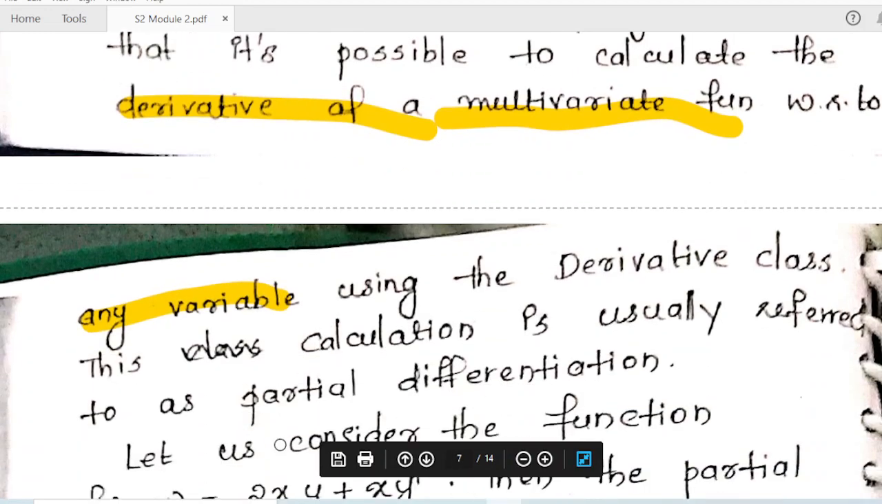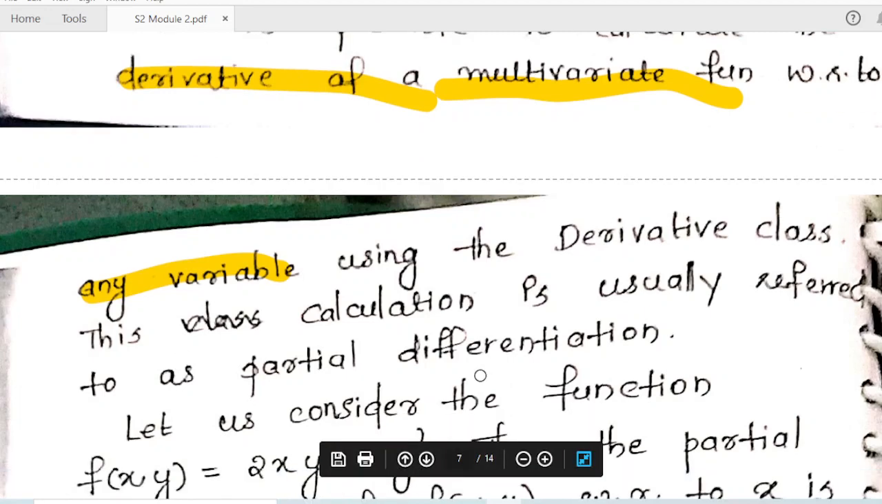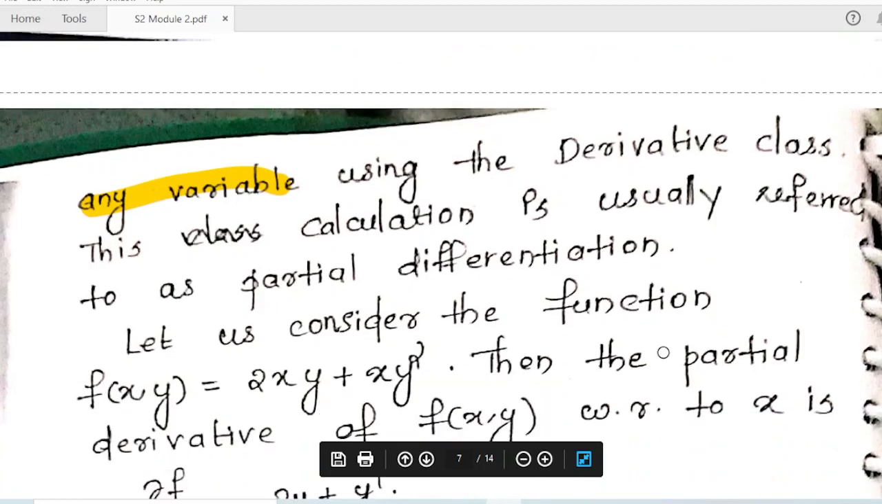Previously we have already discussed our derivative calculator and derivative operator, a derivative function. By using the derivative function, we can differentiate any multivariate function with respect to a variable using the derivative class. This calculation is usually referred to as partial differentiation.